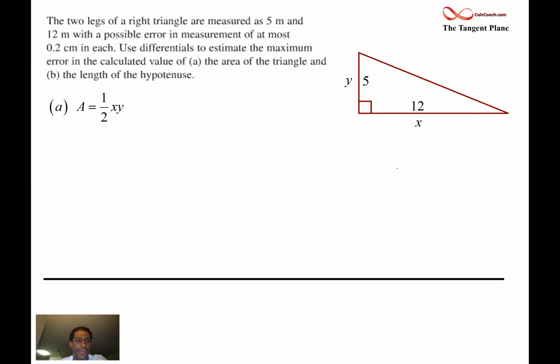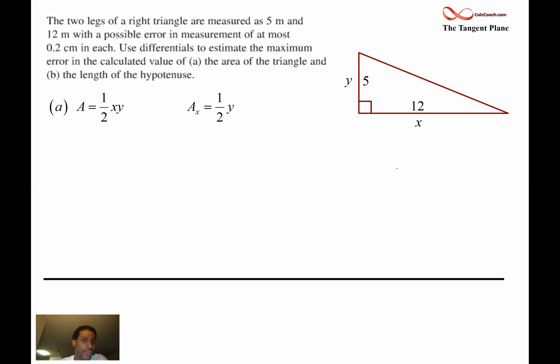Okay, and so let's call the left and right dimension x, the up and down dimension y. The first part is asking about the area. The area of the triangle is 1/2 the base times the height. In the right triangle, it's 1/2 the product of the legs. So we have 1/2 of 5 times 12, which is 30. Now, this could have some differential change, like it could be off by 1/5 of a centimeter. And so we have to figure out how that would change your area.